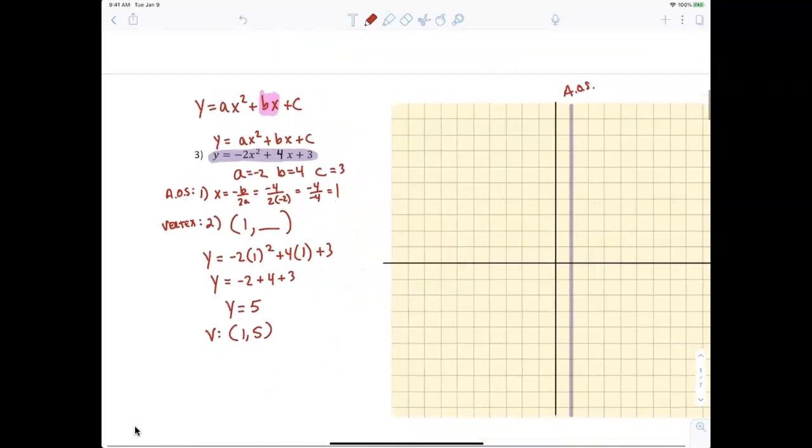So now I'm going to plot the point (1, 5). So 1, 1, 2, 3, 4, 5 would go right there.